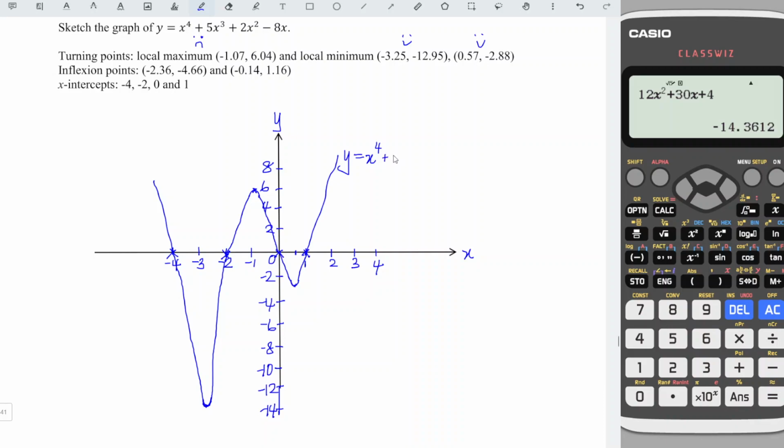If the question requested it, then we have to label all the points that we have. If the question or the lecturer did not request it, we can just sketch the shape and we are done.